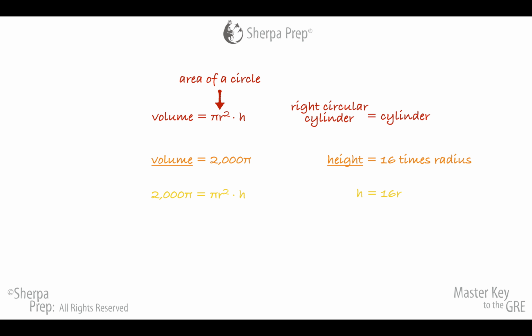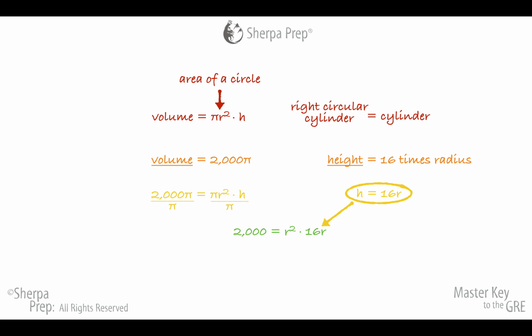As a next step, let's go ahead and simplify some of this information. First off, with the equation on the left, we can divide both sides of the equation by pi, giving us r squared times h equals 2000. And then we can take the equation on the right and plug it into our first equation. If we replace h with 16r, we get r squared times 16r equals 2000.